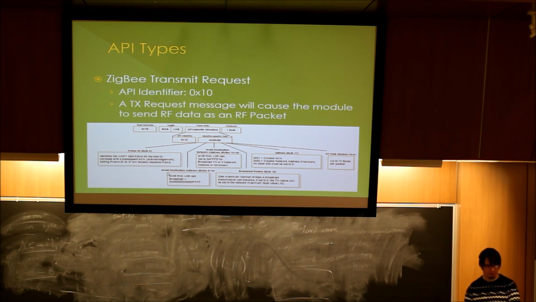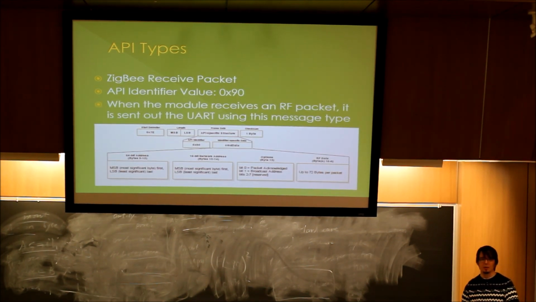It's then followed by a 64-bit destination address, then a 16-bit network address. You can set each one of these to broadcast. You can set the 16-bit to broadcast if you don't know it or if you want to specify a 64-bit, or you can set the 64-bit to broadcast if you don't know the 16-bit, or you can specifically set them both if you think you might have duplicate 16-bit addresses. Okay.